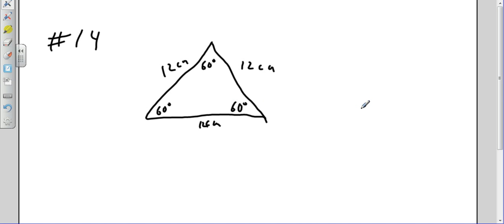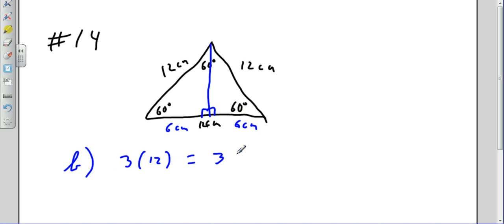Now, if I go and drop an altitude down here, halfway down, I find that this side is going to be 6 centimeters, and this side is going to be 6 centimeters. Okay, so first of all, I'll do the perimeter first because that's the easiest. So the perimeter, 3 times 12, 36 centimeters.